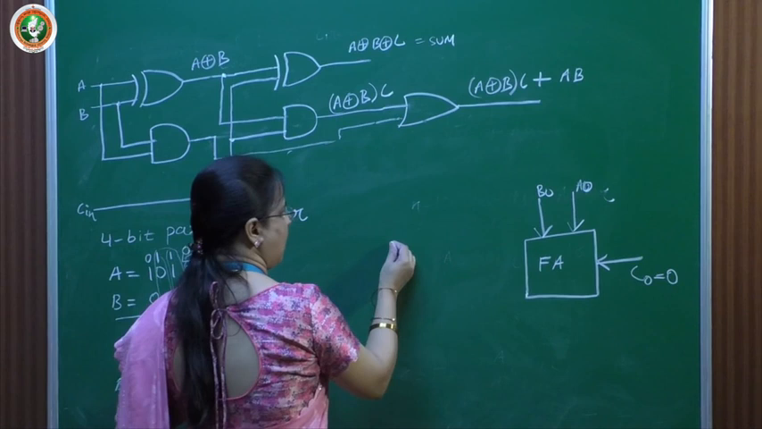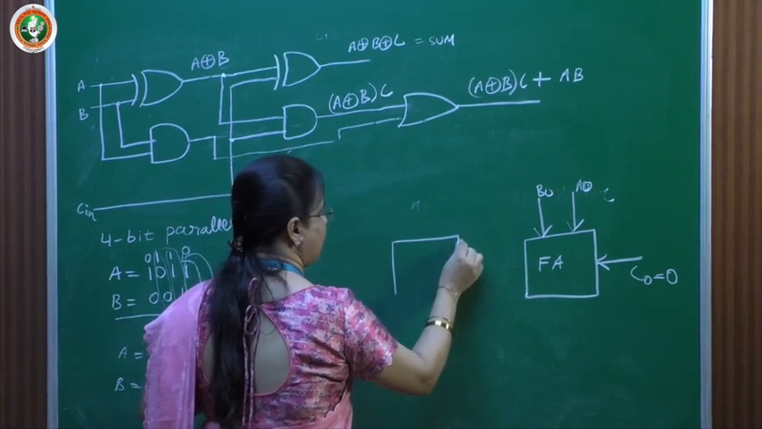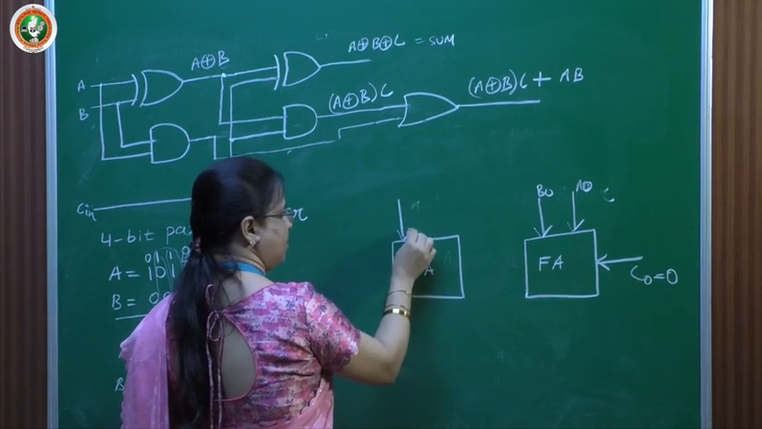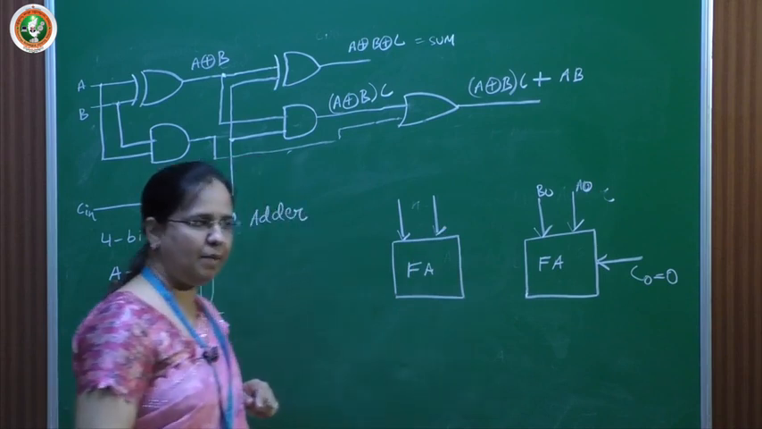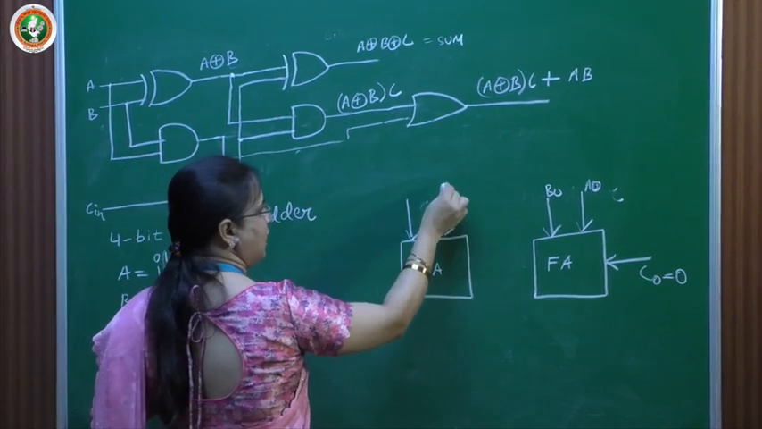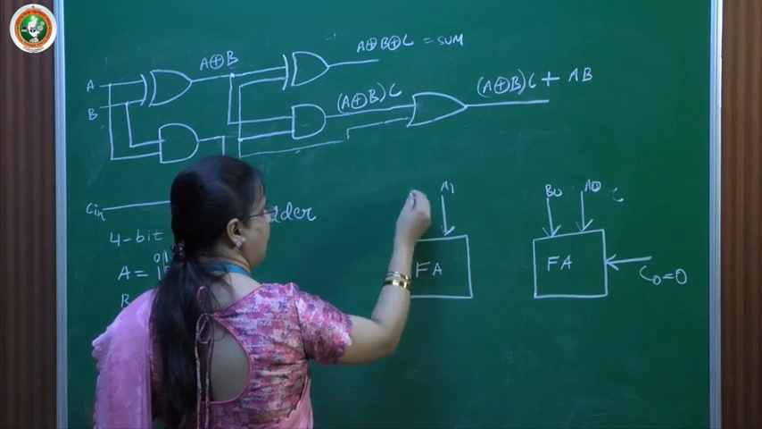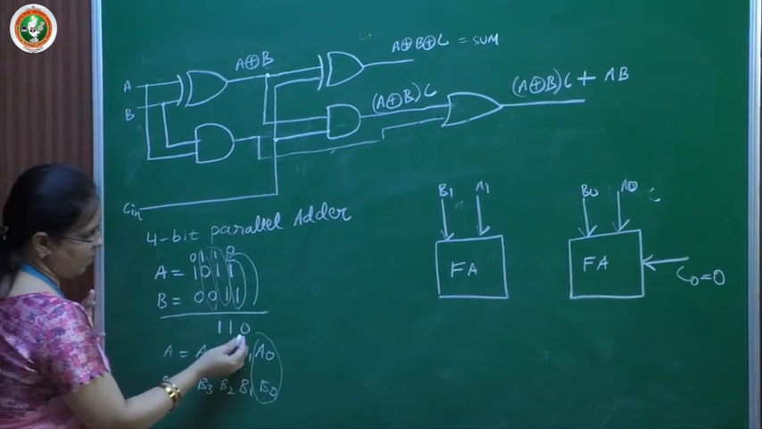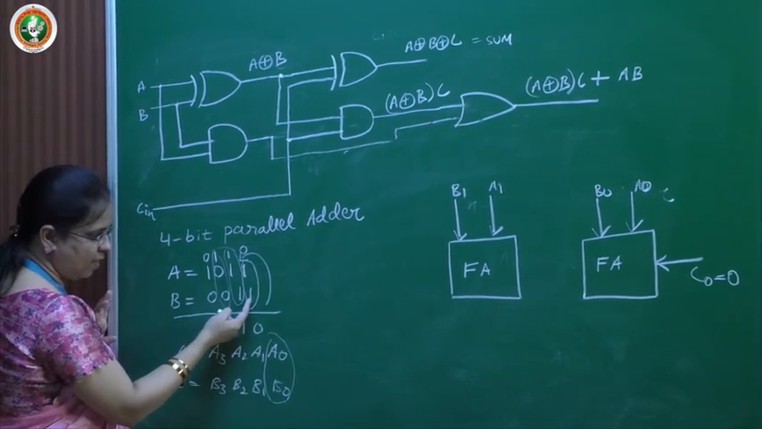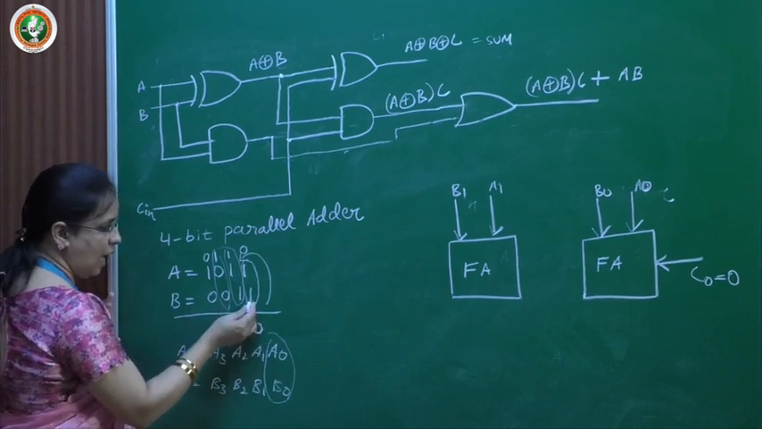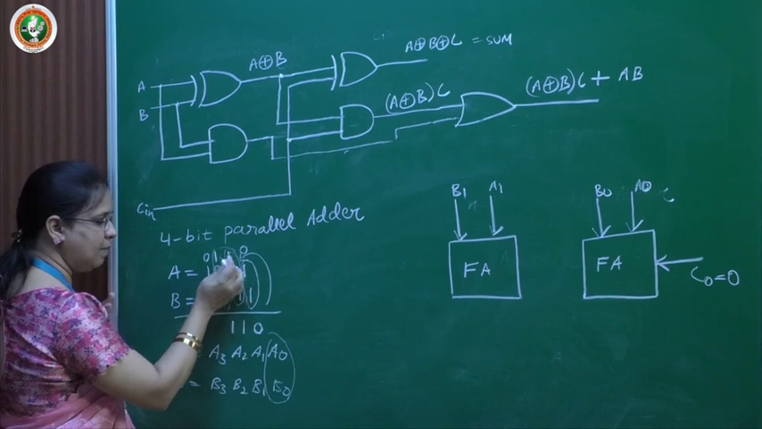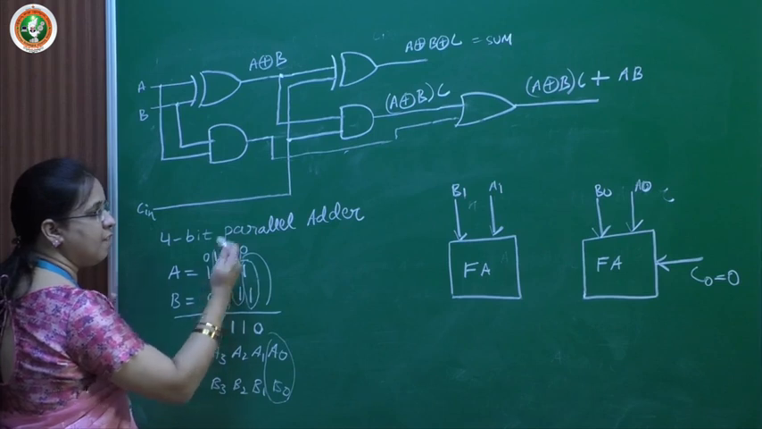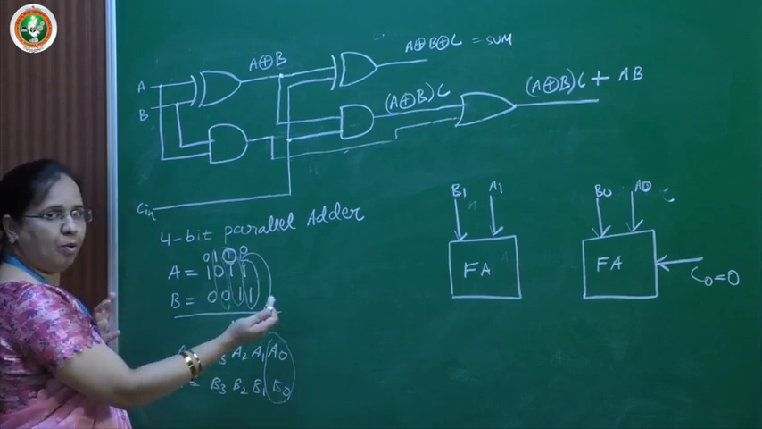Then to add the next bit, I need to take one more full adder. For this one more full adder also, I will be having totally three inputs. One is A1 and the second one is B1. And if you observe, when I add this 1, 1, I am getting sum as 0 and carry as 1. So that means this carry in is generated from the first full adder. I hope you got this point.